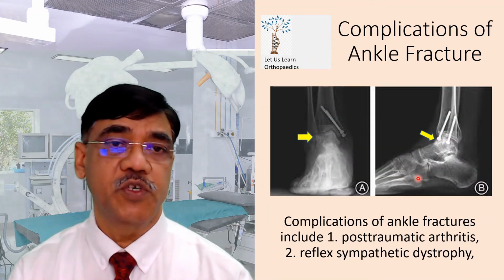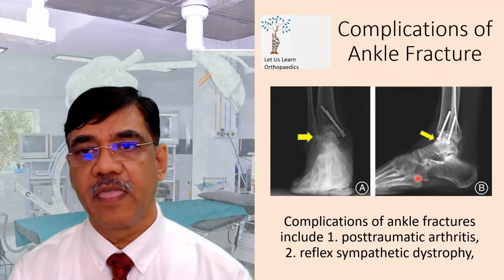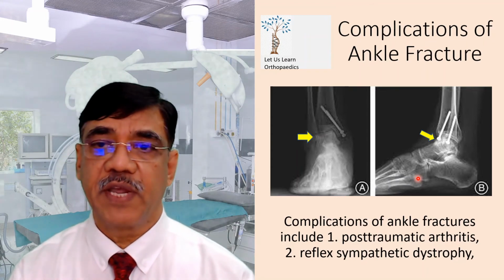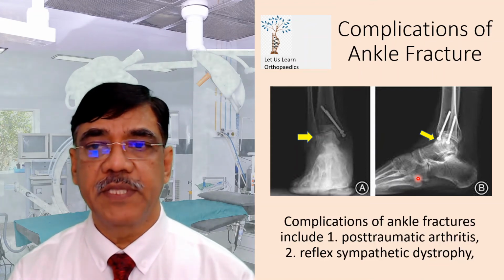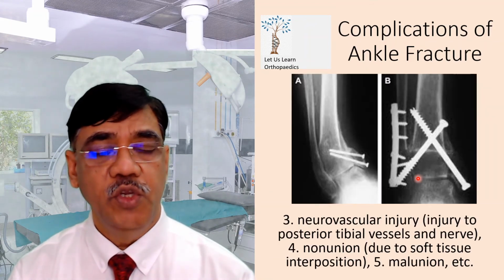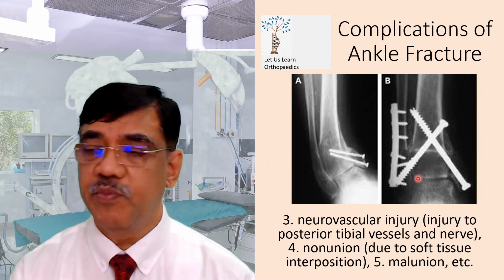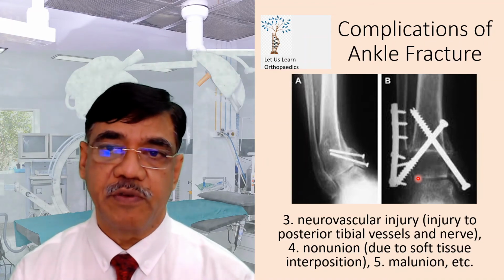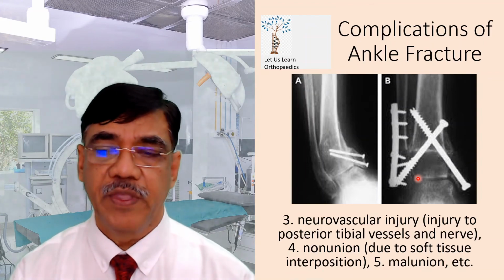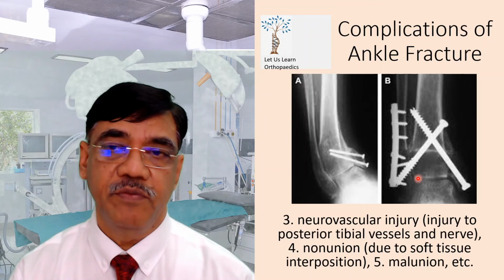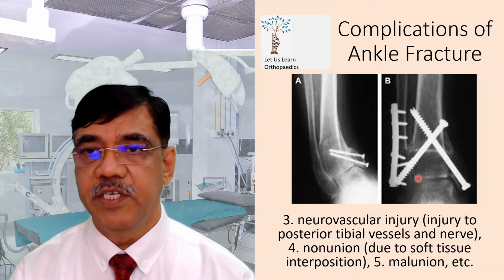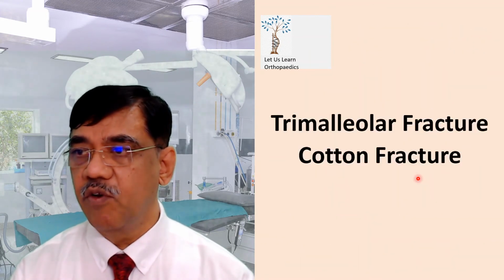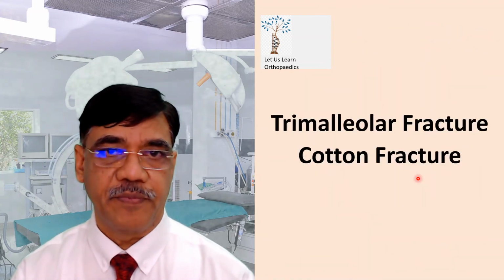Coming to the complications of ankle fractures. Complications of the ankle fractures include post-traumatic arthritis, reflex sympathetic dystrophy, neurovascular injury, injury to the posterior tibial vessels and nerve particularly, and non-union due to the soft tissue interposition, and malunion. Now the first X-ray shows how it was malunited, later reoperated by doing osteotomy and open reduction and internal fixation.